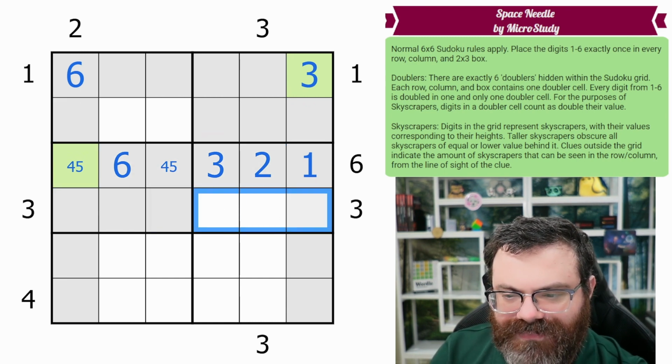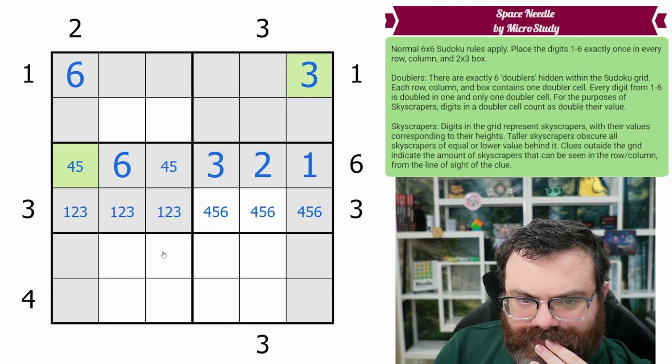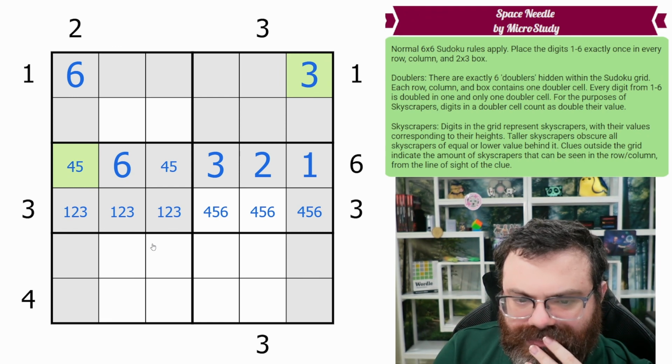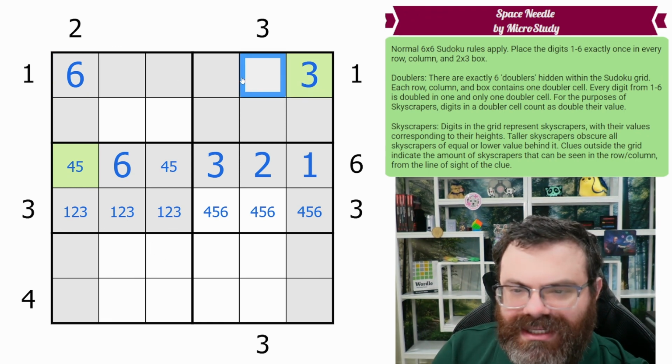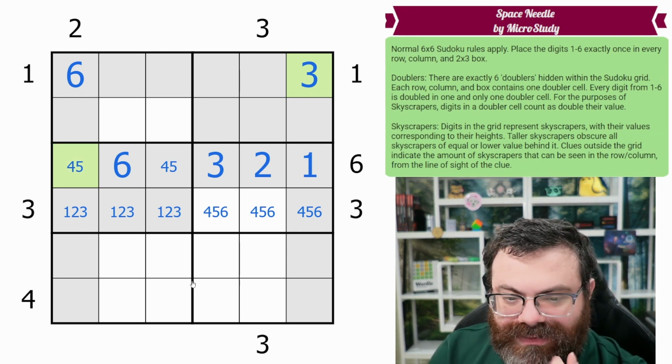There's a doubler in here. This is 4, 5, 6. This is 1, 2, 3. And that actually fulfills this 2 clue as well. Right, so the 2 clue disambiguated the 3, 6, but it wasn't really used to find the... That's fine. I was just trying to figure out what the 2 clue is for, but there we go.